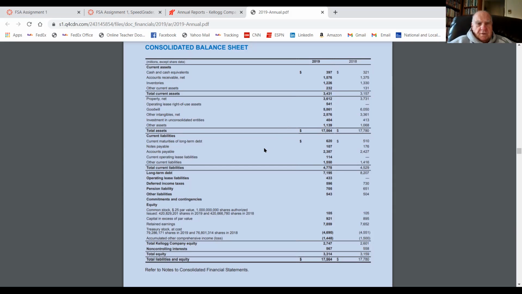And then later on another FSA, you're going to do the same thing with accounts payable. You'll average accounts payable and divide that into cost of goods sold to get the days of payables, okay? So I think that was a bit enough on the FSA.